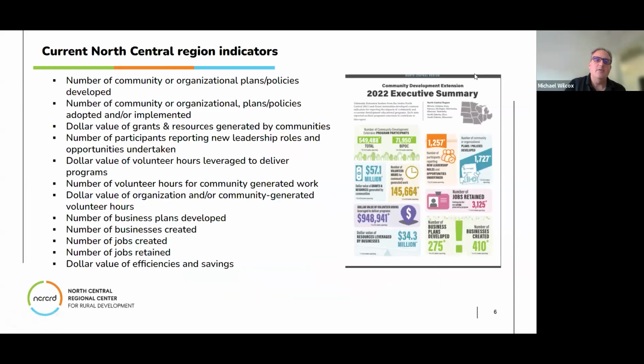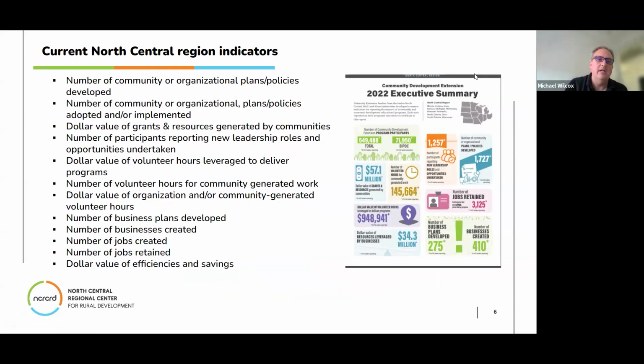So the current North Central region indicators include all of these on the screen, and Mary Breidenbach, who's on, is a goddess when it comes to taking all this information and turning it into something that not only we can understand, but the general public can understand as well. And so you can see the beautiful infographics that she created in the executive summary of our report in the North Central region.